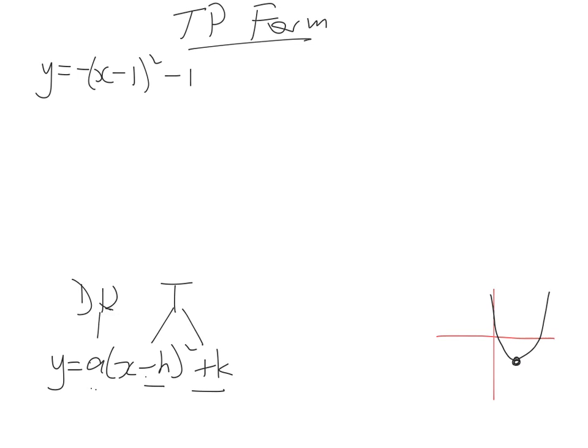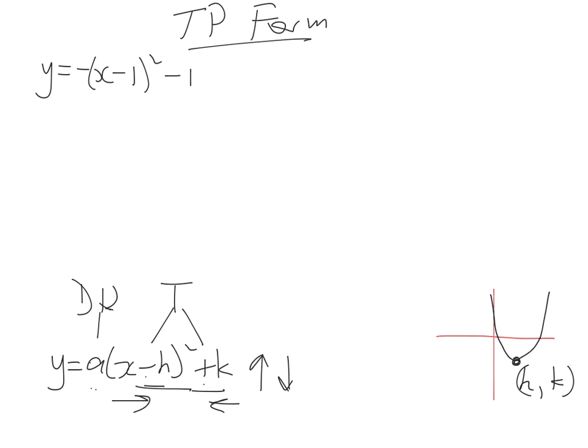So once again, if h is negative, then it moves to the right. If it's positive, it'll move to the left. Your positive k moves it up, negative k moves it down. And as a result of all this, we have a change in our turning point to a value of h and k. Now, let's put that into practice.